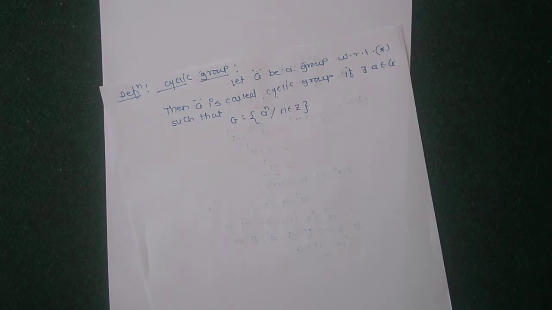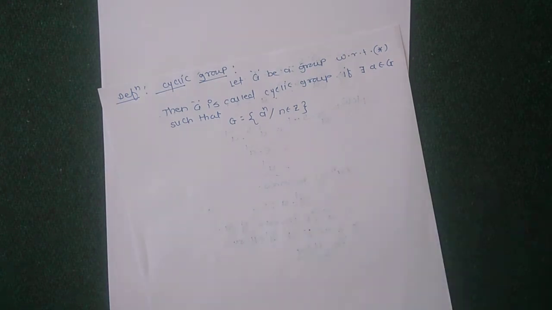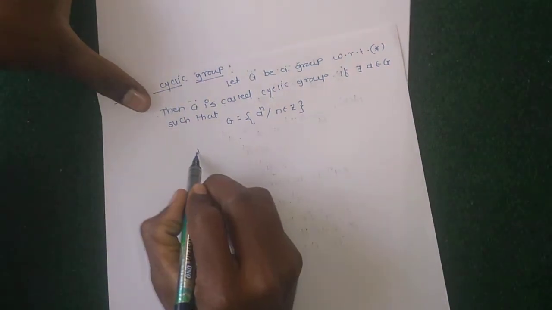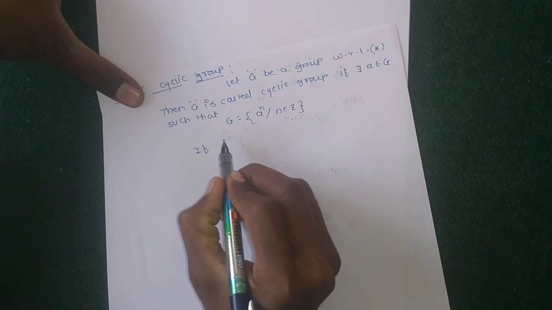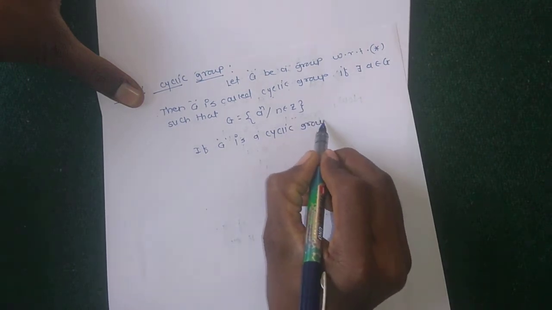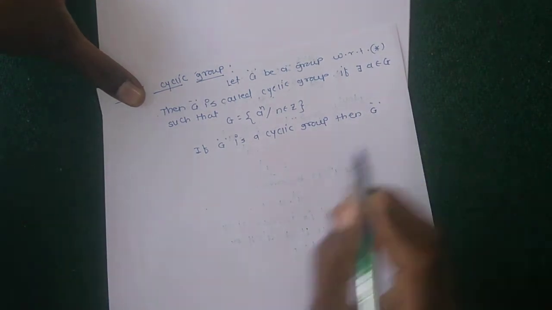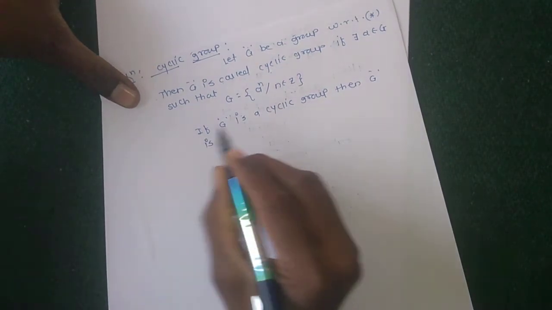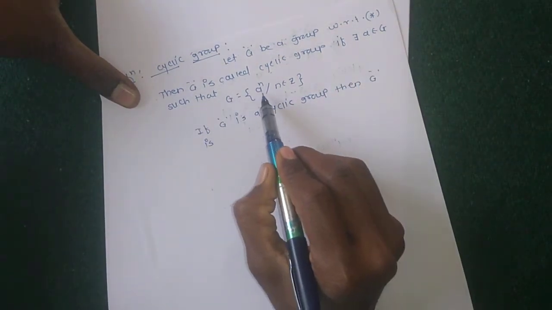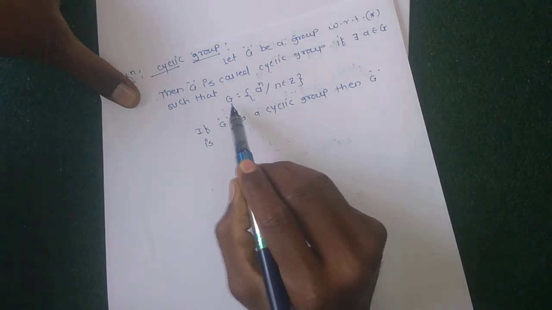This definition says that G is a cyclic group if there exists a belongs to G such that G equals a raised to n, n belongs to Z. If there exists a belongs to G such that G equals the set of elements in the form of a raised to n such that n belongs to Z, then G is called a cyclic group.